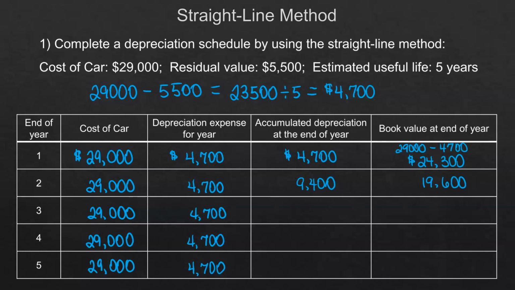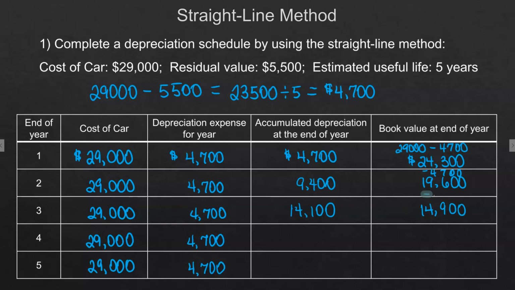We add 4,700 to the previous year. So now after 3 years, we are depreciating 14,100. And our new book value is going to be 14,900. Remember, that is minus 4,700, minus 4,700, right? That makes the chart look kind of messy, but you see that's what we're doing, okay?